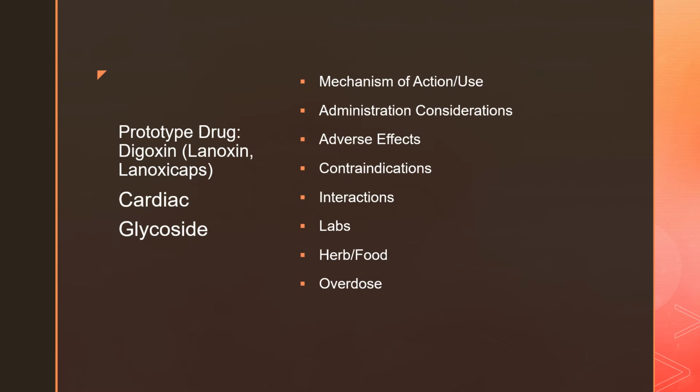Administration alerts and considerations. When you are giving digoxin, you need to take an apical pulse for 1 full minute. You need to note the rate, rhythm, and quality before administration, period. If the pulse is below whatever parameter is set by the provider, then you are not going to administer that. And that parameter is typically if their heart rate, apical pulse, 1 full minute, is 60 beats or less, then you are not going to give that medication.